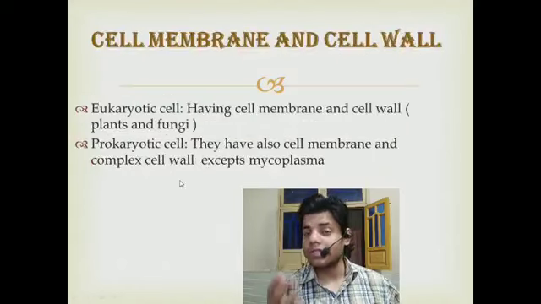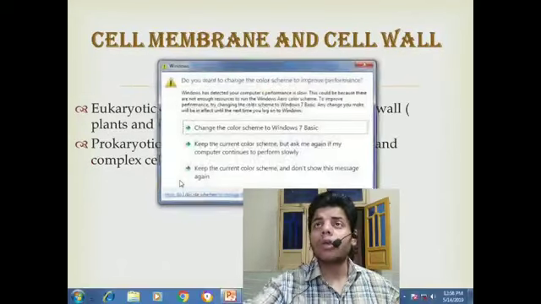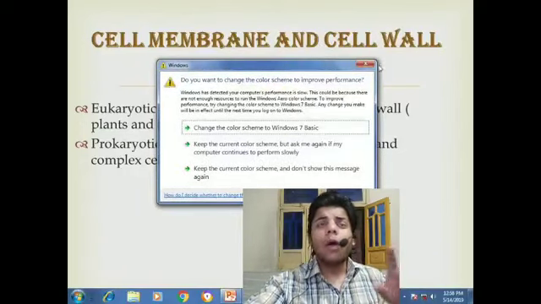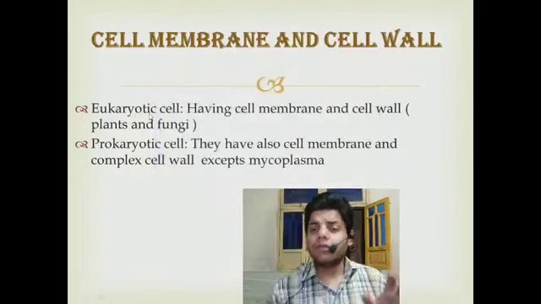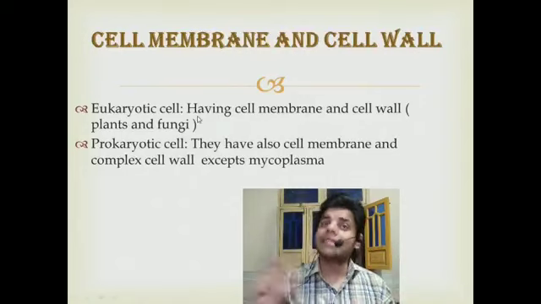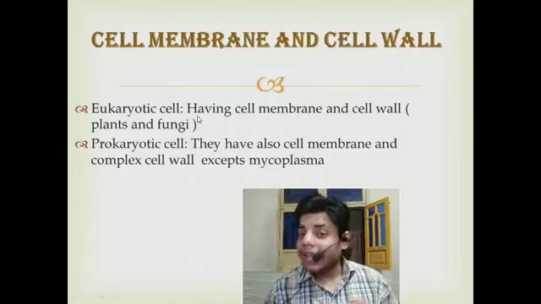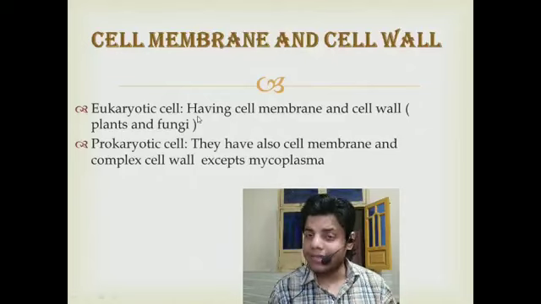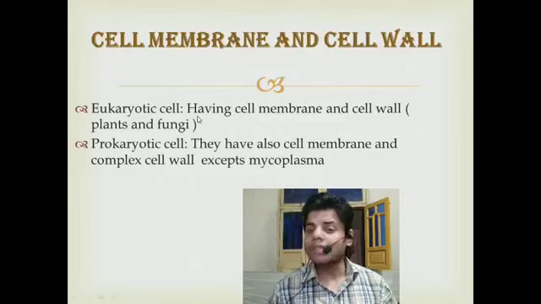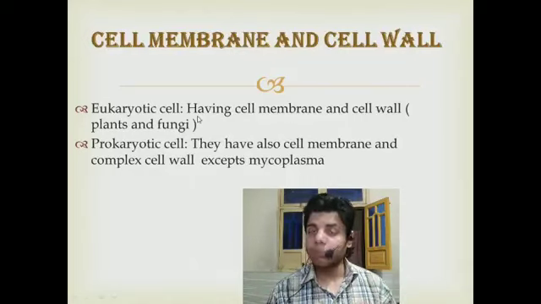Now let's talk about the cell membrane and cell wall, the difference between the cell membrane and cell wall of the prokaryotes and eukaryotes. If we talk about the eukaryotic cell, they have a cell membrane and cell wall. But remember, they have a cell wall in the case of plant cells and in fungi. In human cells, they don't have a cell wall. So that is a very important point.